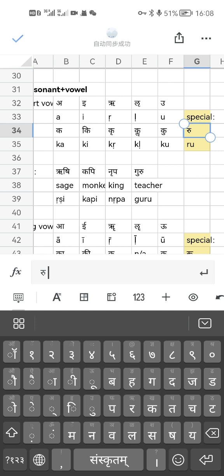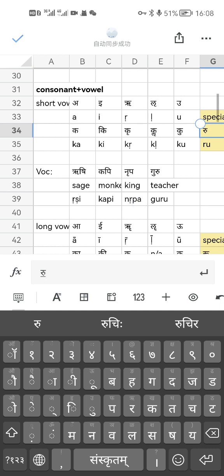So let's see, ra is like this. So we want to write the ru. When you put this sign, it will become like this. We just need to memorize the written form. The ru is special. It's like this.